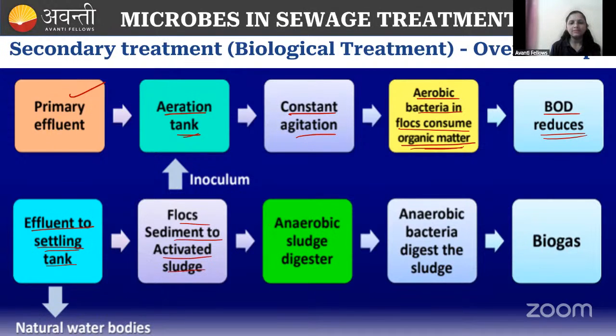This activated sludge will be sent to the anaerobic sludge digester. The anaerobic sludge digester will digest the bacteria and form biogas. And the effluent from the settling tank we will send to the natural water bodies. Okay.